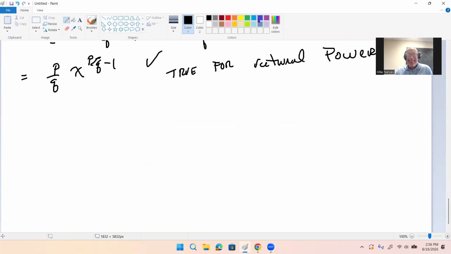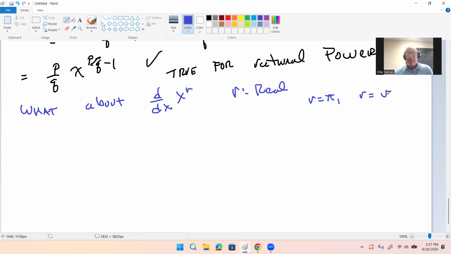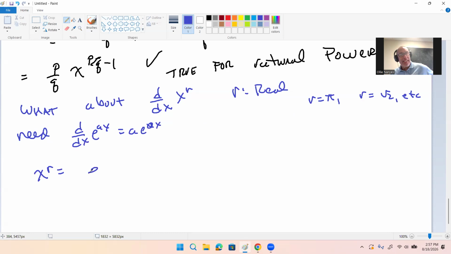Now the fun begins. What about the derivative with respect to x of x to the r, where r is real, not necessarily rational? In other words, r is pi, r is root 2, etc. Something that is not a rational number. Now here we need to use the following. We need that the derivative of e to the ax is a e to the ax. And we also need chain rules and stuff like that. So what we do is we write x to the r as e to the log of x to the r. Now, of course, that means x has to be a positive number.